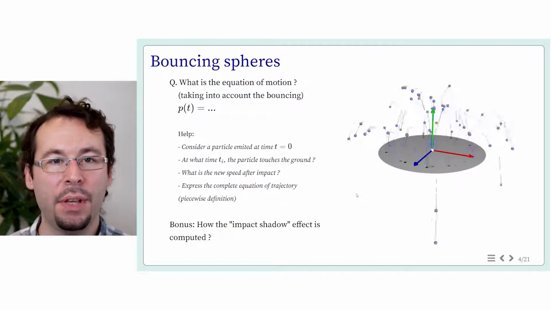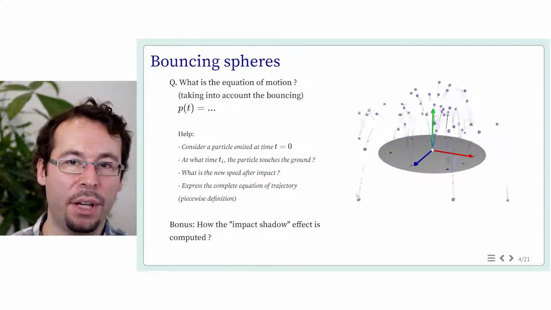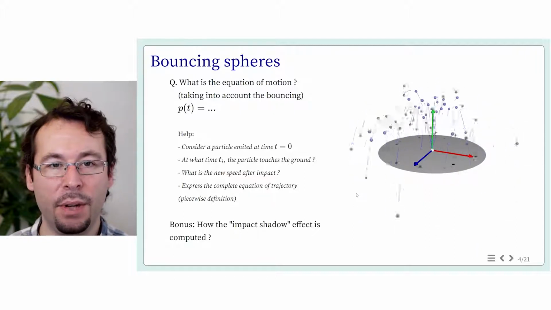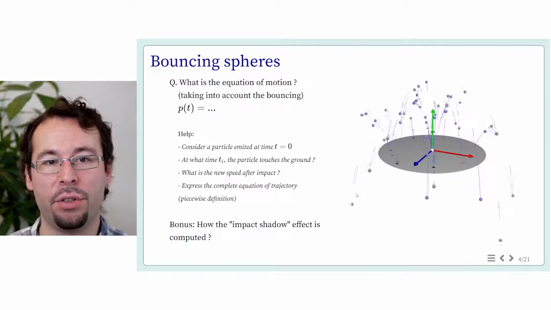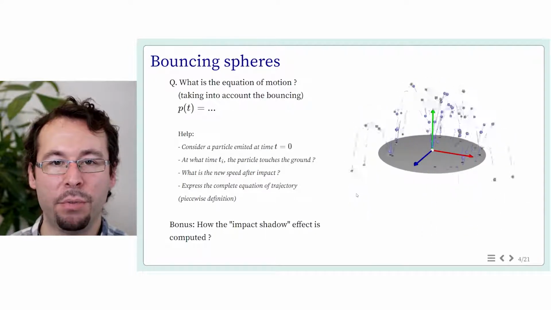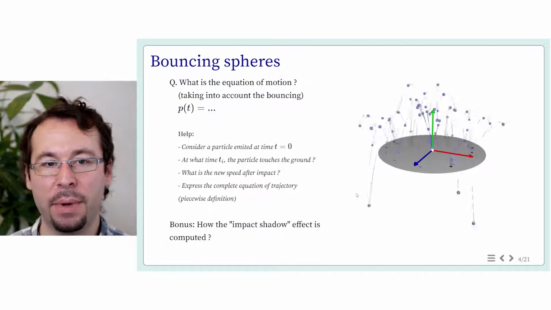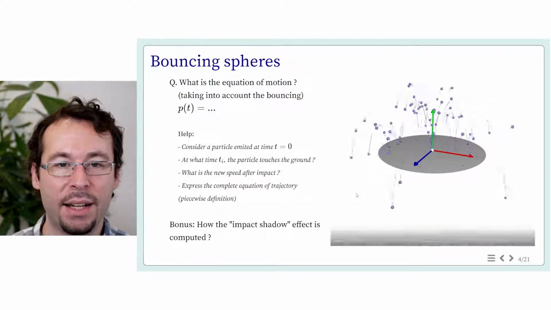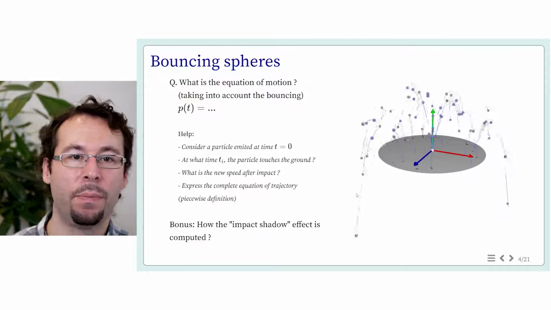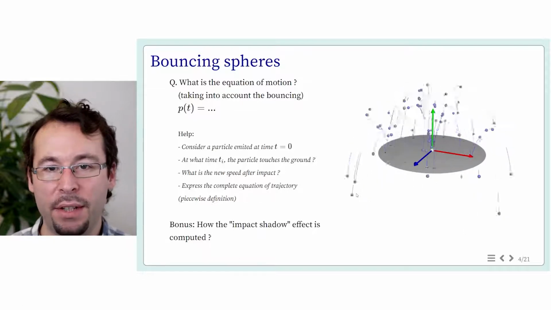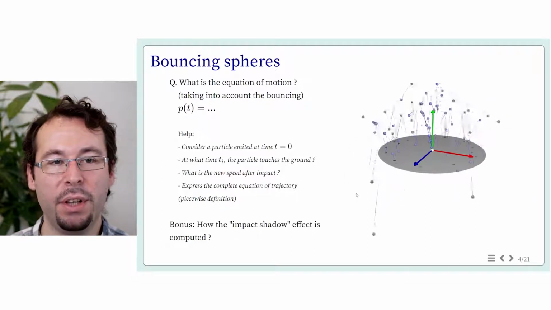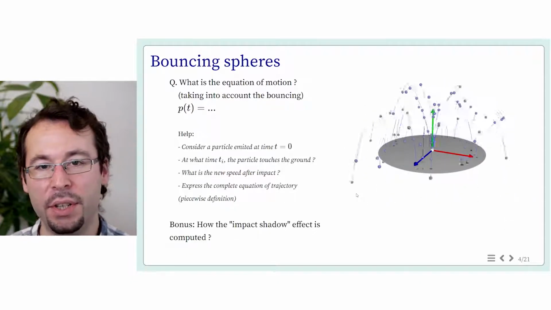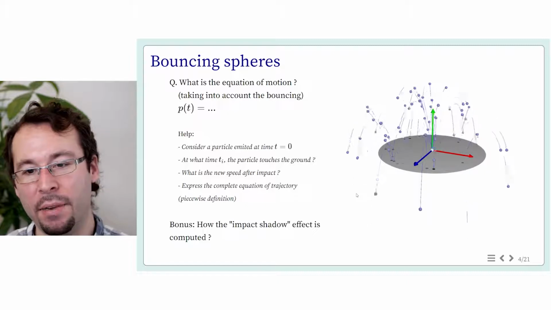To help you think about it, you can consider a single particle emitted at time t0, and then you can compute at which time ti the particle touches the ground. Then you can compute the new velocity after this impact, and by the way, how does it relate to V0? And once you have that, you should be able to express the complete equation of the trajectory using a piecewise definition, when t is before ti and t is after ti.